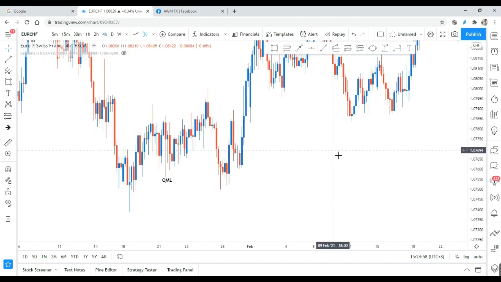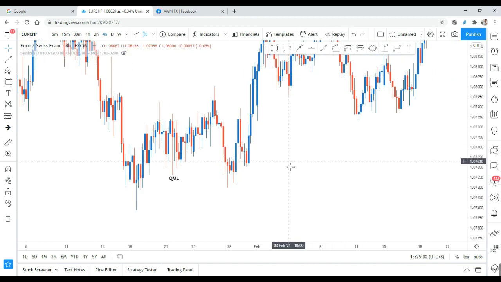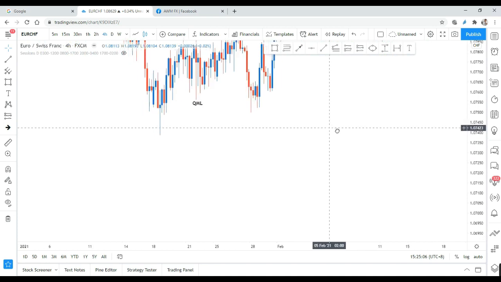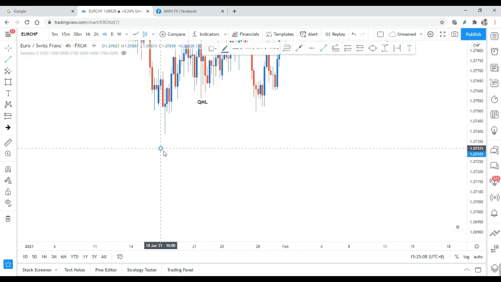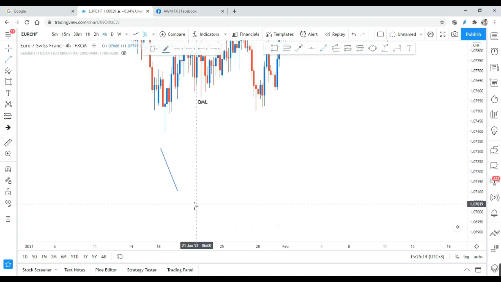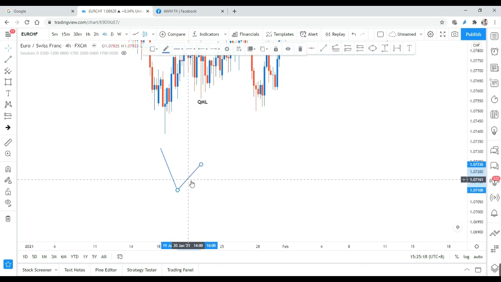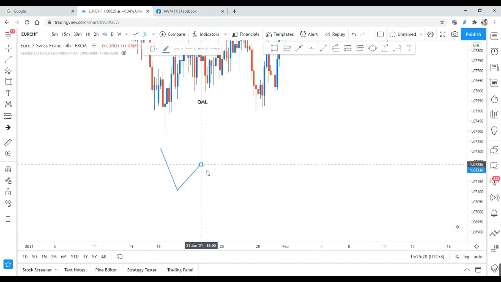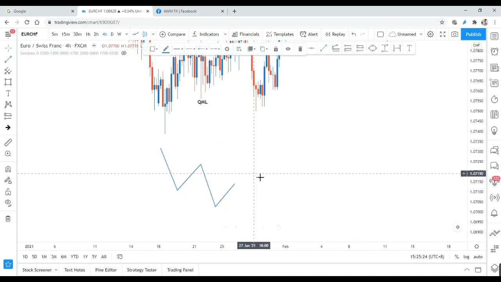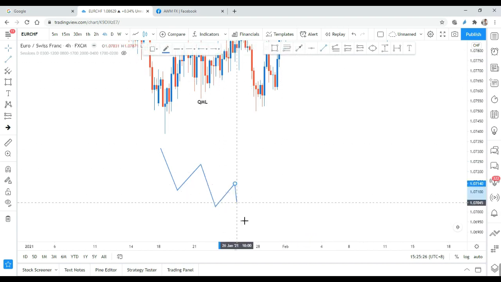All right, over here, if you look at it properly, what is a QML? All right, let me do it for a reversal. So QML is something like this structure over here. Let me, okay, the structure is making a lower low, lower high, lower low, lower high. Right, does not matter.